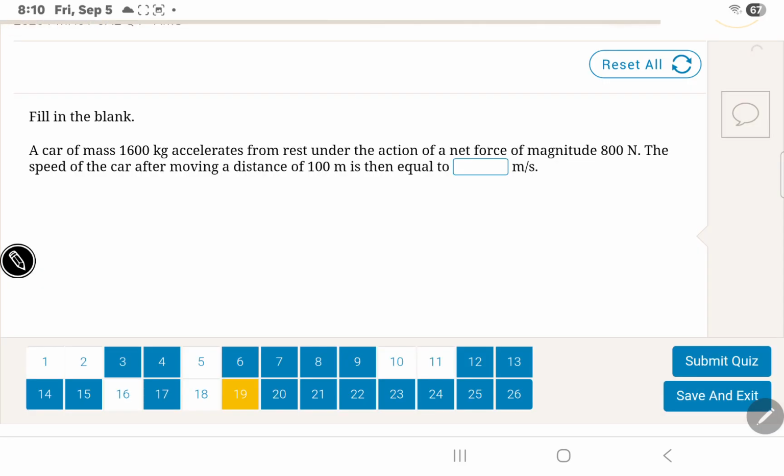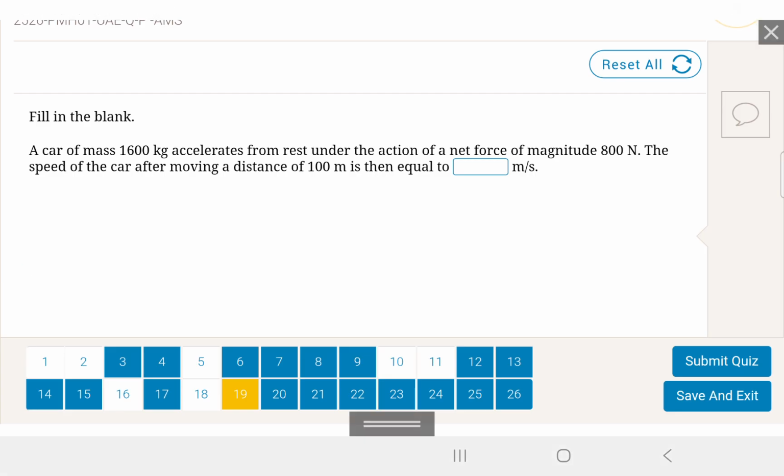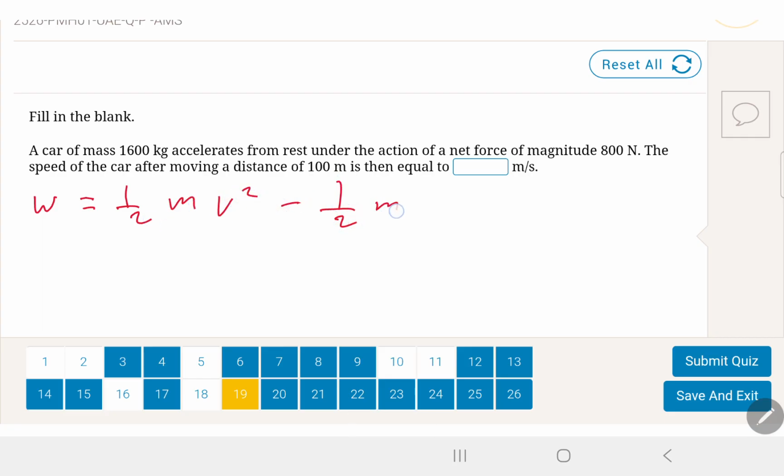Number 19. A car of mass 1600 accelerates from rest under the action of a net force of magnitude 800. The speed of the car after moving a distance of 100 is then equal to what? Here we have to use the work energy theorem to calculate the speed. The work energy theorem states that work is equal to half mv squared minus half mu squared. That's the formula for the work energy theorem. You are given the magnitude of the force.